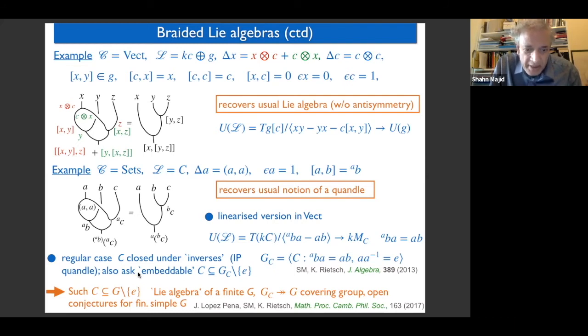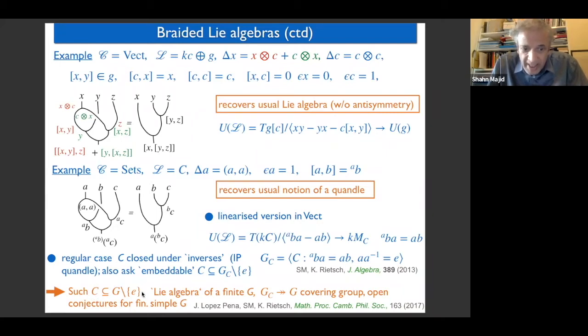And of particular interest is the case where C actually is contained in there. It's a kind of regularity assumption. The most important example is to just give me a finite group. Give me your favorite finite group and give me your favorite subset, closed under conjugation, which is also closed under inversion. So a conjugacy class, for example, closed under inversion.